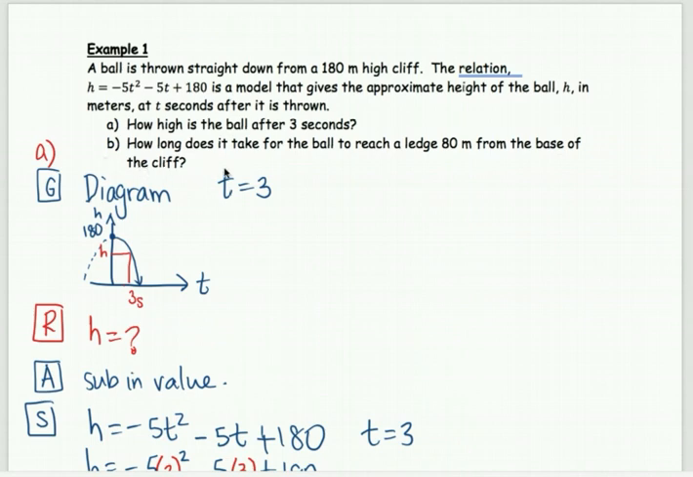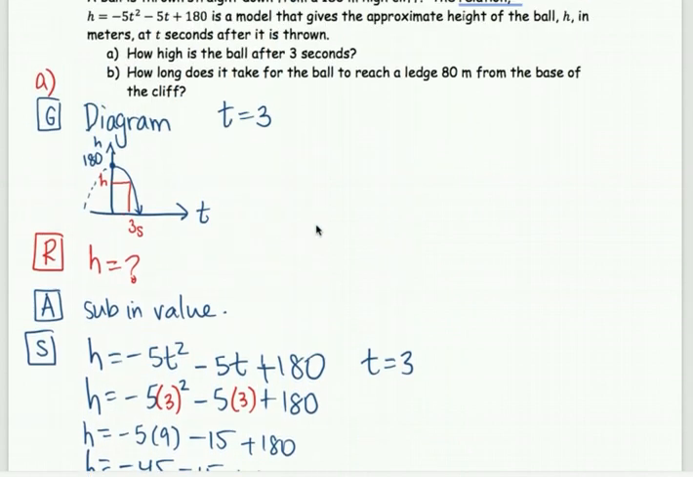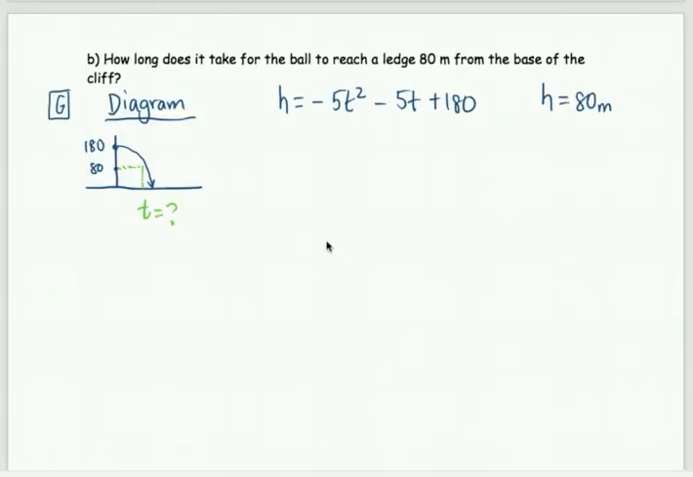All right, part B, how long does it take for the ball to reach a ledge 80 meters from the base of the cliff? Okay, so again, let's draw this out so we can visualize it. So we want to know how long it takes for the ball to fall when it reaches a ledge that's 80 meters from the bottom. So from 80 meters up, so right here, sorry, the diagram's kind of messy, but how much time has passed now?